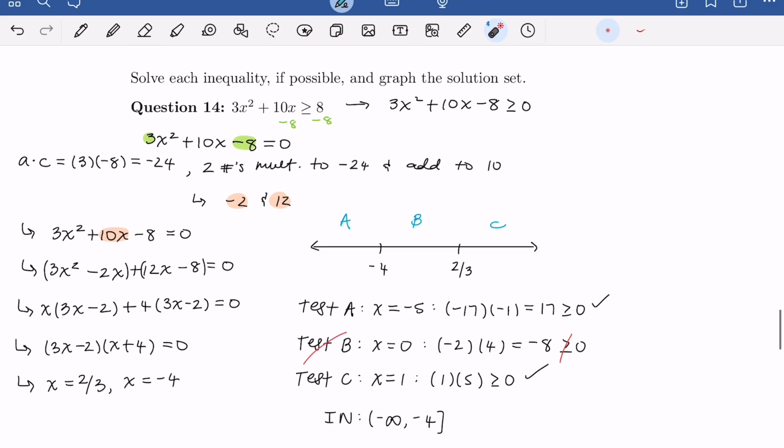And if we go back to our original inequality here, we are looking for x values that will make this greater than or equal to 0. So -4 making this equal to 0 means that this is going to be included in our solution set. By the same reasoning, this 2/3 is also going to be included in our solution set, so we're going to use brackets, and this is going to go all the way up to positive infinity. So all of our solutions are going to lie in these intervals here.